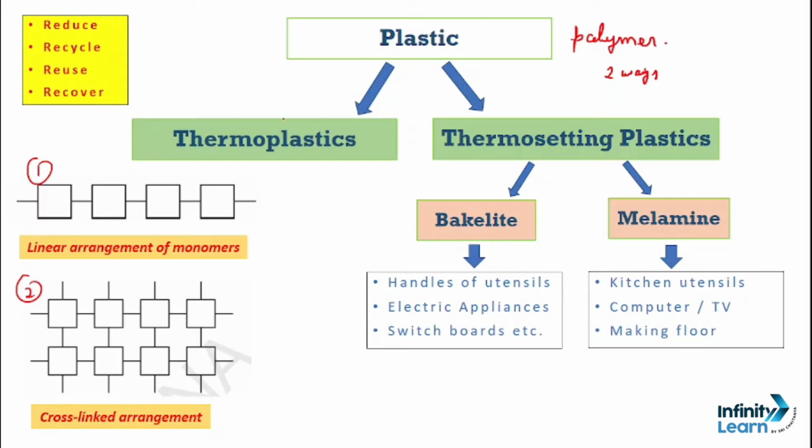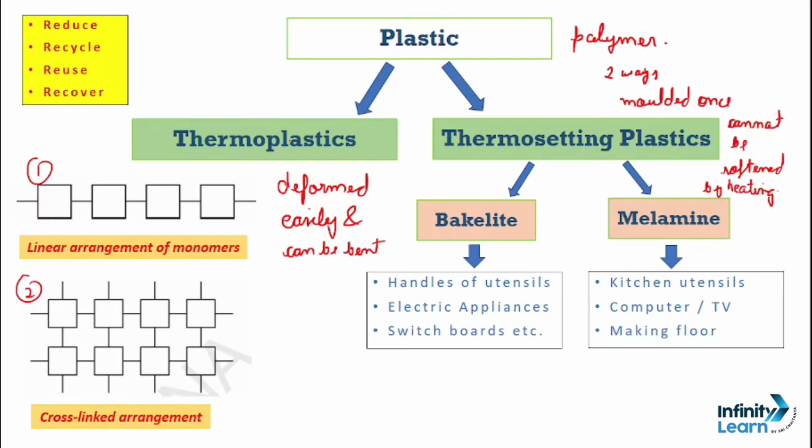So mainly there are two types of plastics that you will be seeing here. First is thermoplastics and our second is thermosetting plastics. So what are these thermoplastics? So all the plastics that can be deformed easily, or you can say can be bent, are known as thermoplastics. So in short, thermoplastics are mainly soft in nature that you can easily deform or bend, but thermosetting is a hard plastic that cannot be softened by even heating.